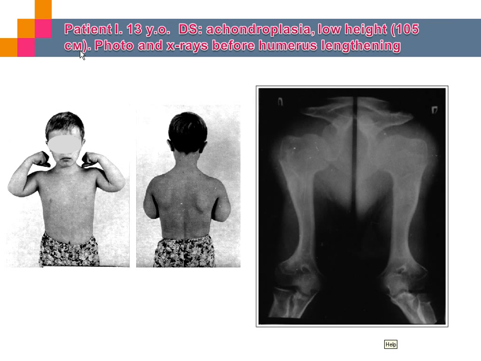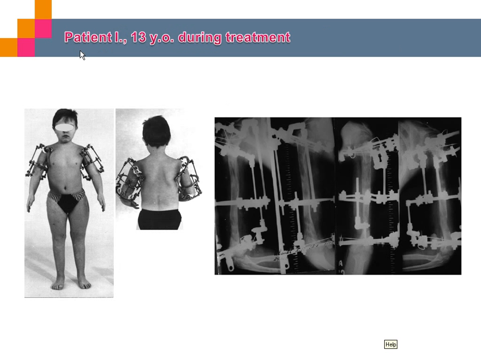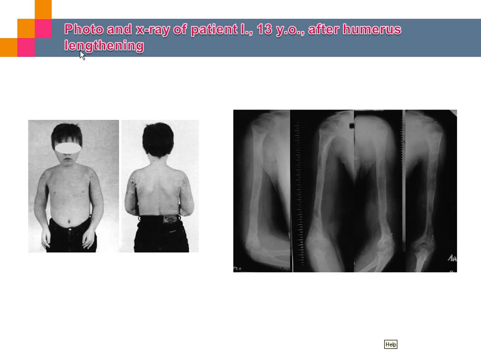Clinical example. A 13-year-old patient diagnosed with achondroplasia, low height, tibial lengthening of 14 centimeters. At the final stage of treatment, we performed double corticotomy of both humeri, Ilizarov fixation, 77 days of distraction and 82 days of fixation. 10 centimeters of lengthening achieved. Flexion contracture of elbow joints was eliminated.